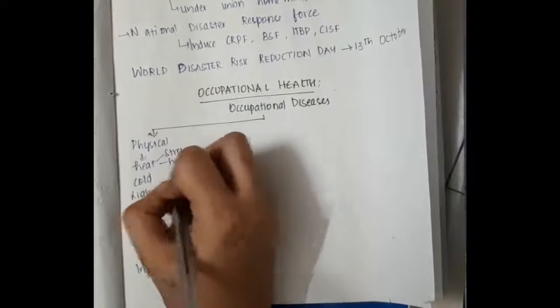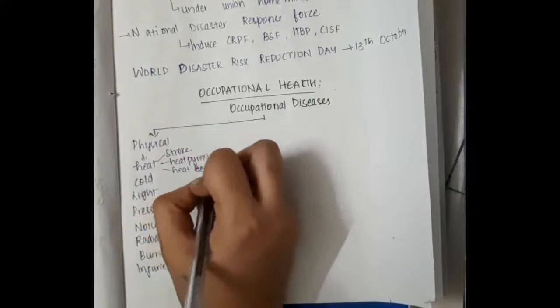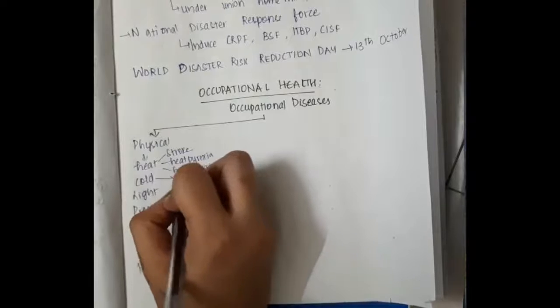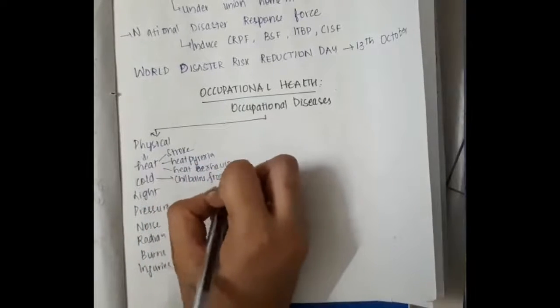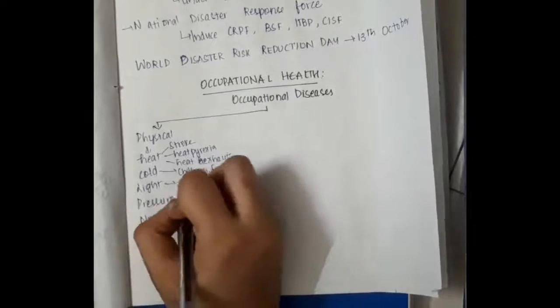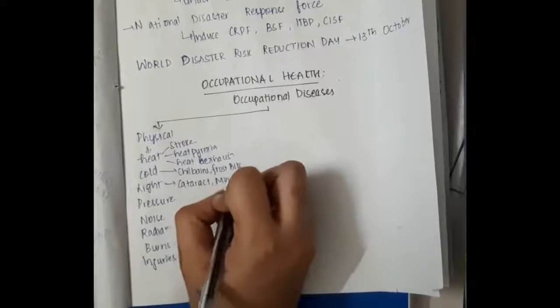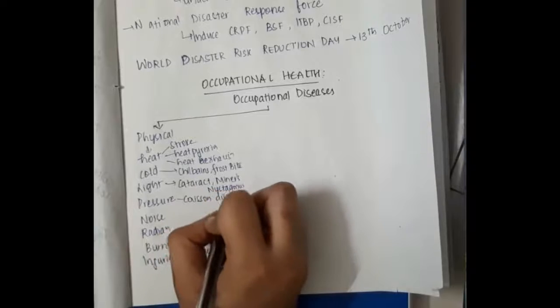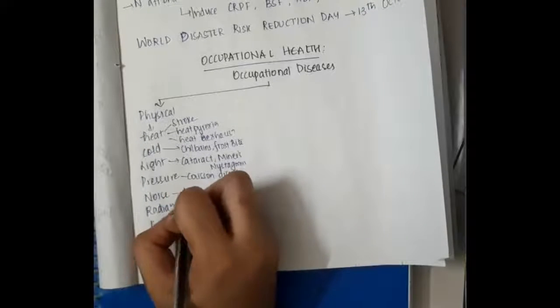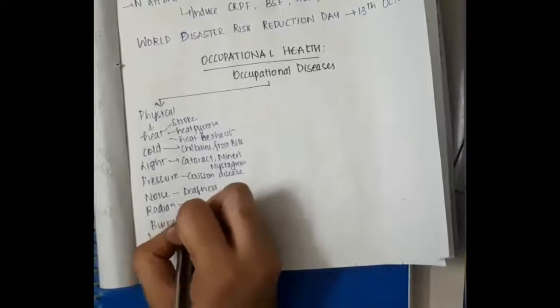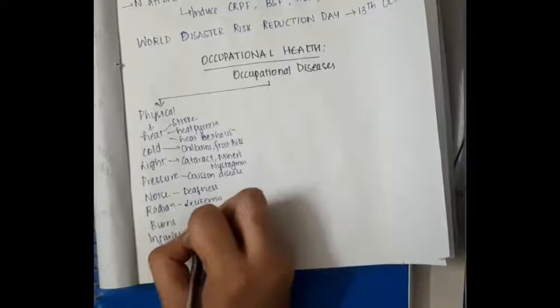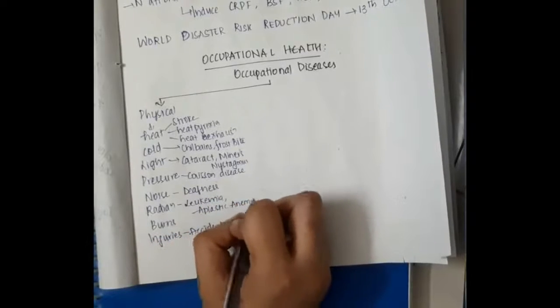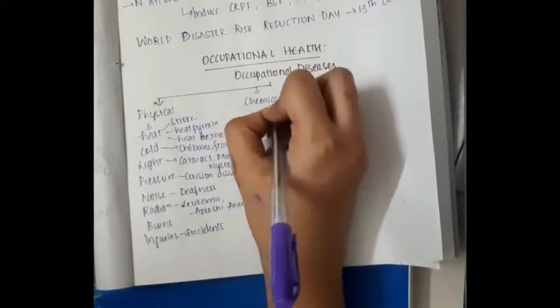Heat includes heat stroke, heat pyrexia, heat exhaustion. Cold includes cold chilblains and frostbite. Those related to light include cataract and Meniere's nystagmus. Those related to pressure include Caisson's disease. Those related to noise are deafness. Those related to radiation are leukemia and aplastic anemia.